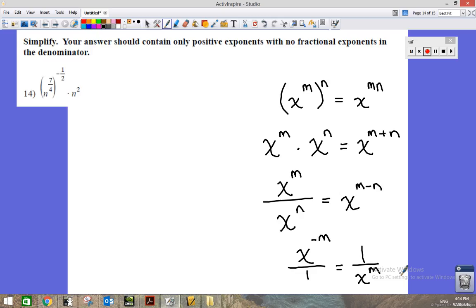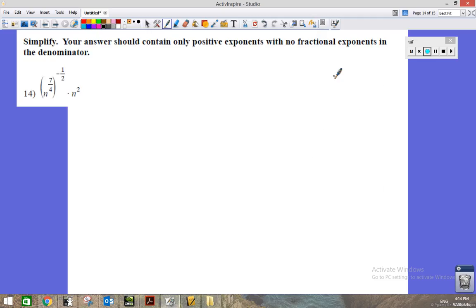So that's going to make this a little more complicated because we have multiple things that we have to be able to do to this. Let's try and attack it and see what we have here. First, I have a power raised to a power, so I'm going to multiply the exponents together. When you multiply fractions, when you have 7/4 times a negative 1/2, it's much easier than adding fractions because all we do is multiply straight across the numerator and straight across in the denominator. So the positive 7 times a negative 1 is negative 7. Positive 4 times a positive 2, hey, that's positive 8.